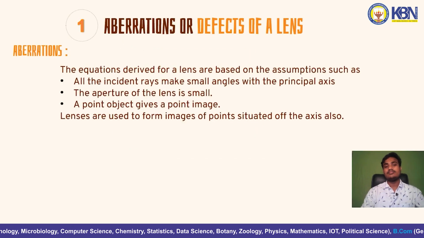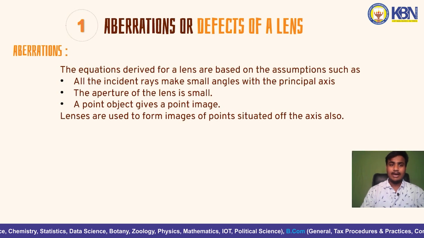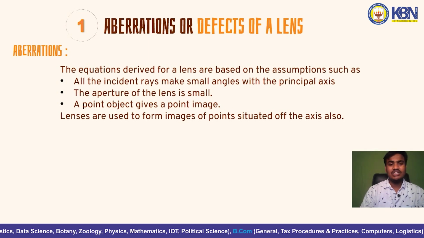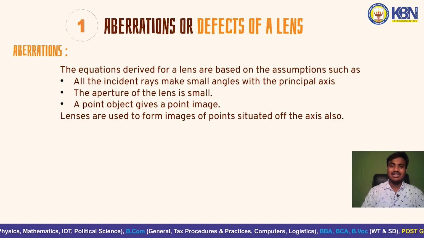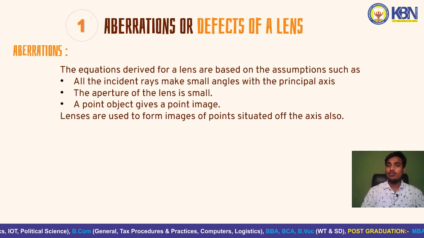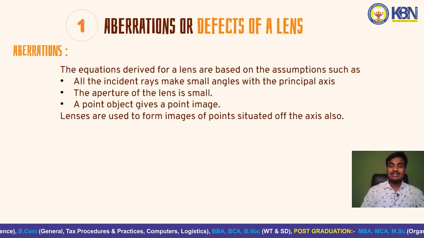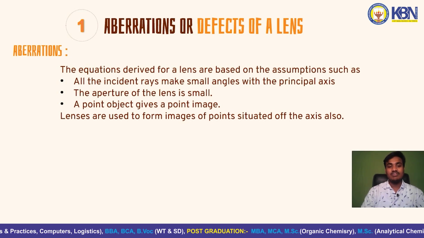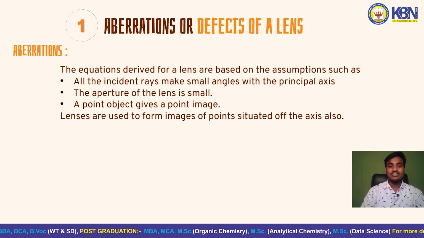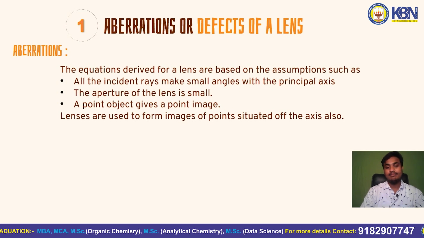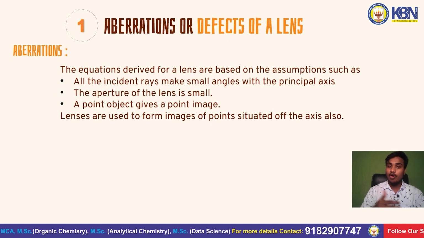Coming to aberrations, which are, as I said, defects of a lens. In general, the equations of a lens are derived based on assumptions: all the incident rays make small angles with the principal axis, the aperture of the lens is small, and a point object will give a point image. Based on these 3 assumptions the equations are derived for a lens. But lenses are used to form images of points situated off the axis also.